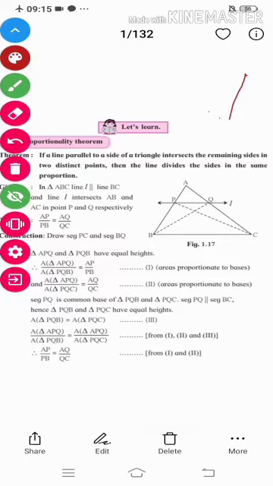And area of triangle APQ upon area of triangle PQC is also AQ upon QC. Segment PQ is a common base of triangle PQB and triangle PQC. Segment PQ is parallel to segment BC, hence triangle PQB and triangle PQC have equal heights. So area of triangle APQ upon area of triangle PQB is equal to area of triangle APQ upon area of triangle PQC. When both are equal, their ratios are also equal. Therefore, AP upon PB is equal to AQ upon QC. It's proved.